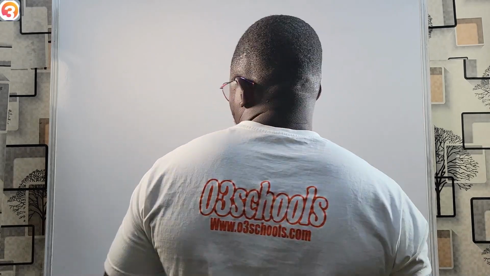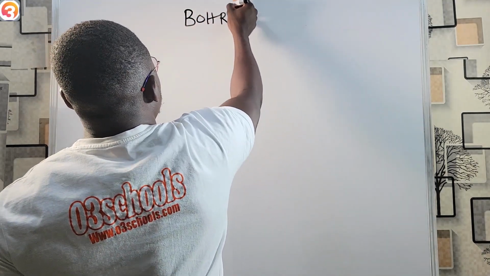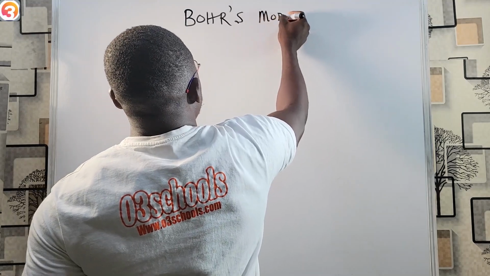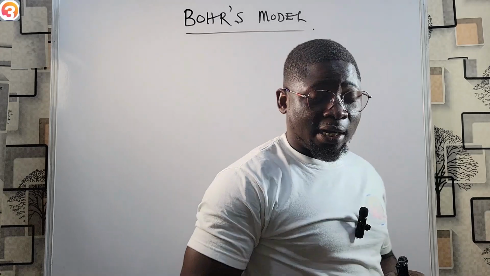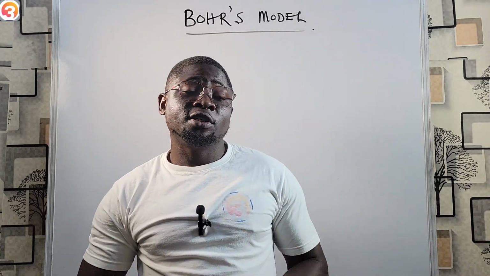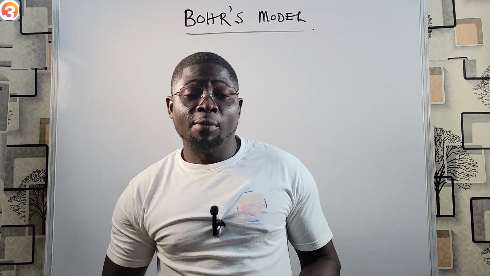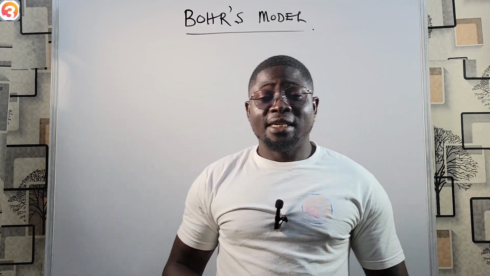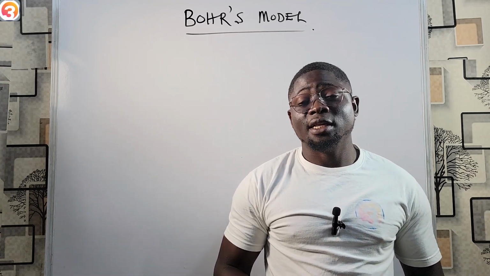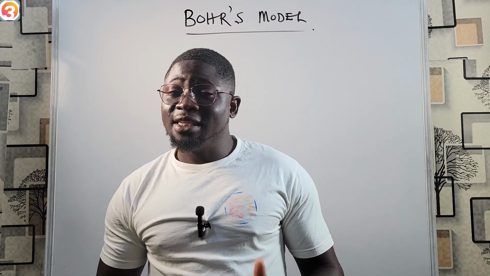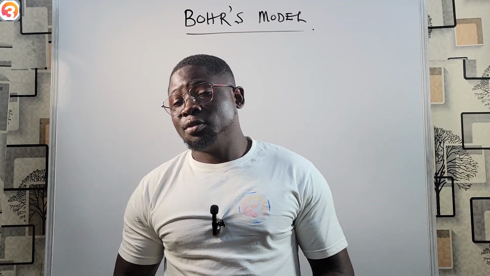And today we are going to be looking at Bohr's model of the atom. Before now, we have looked at John Dalton's postulates of his theories. We have looked at John Joseph Thomson's model of the atom. We have looked at Ernest Rutherford's model of the atom. And now we are looking at Niels Bohr's model of the atom. If you have not seen any of those videos, please kindly go back and watch those previous episodes.